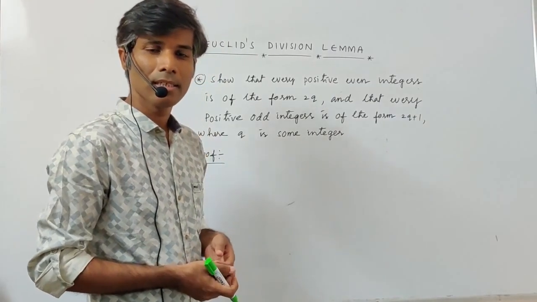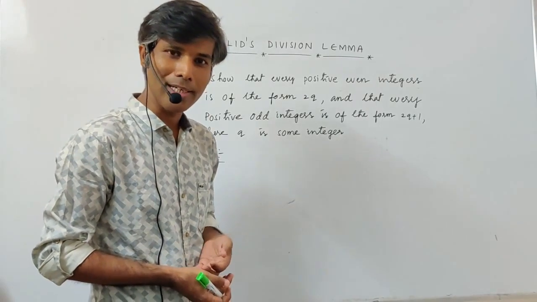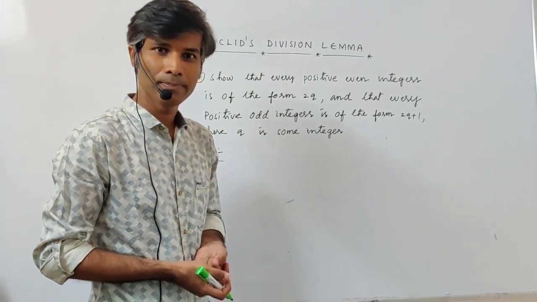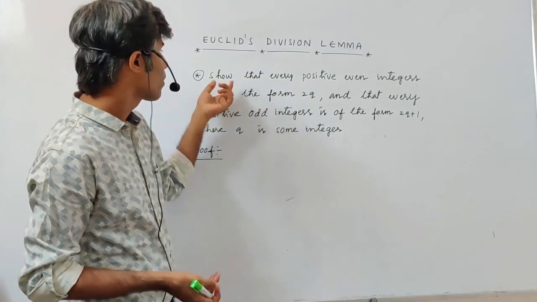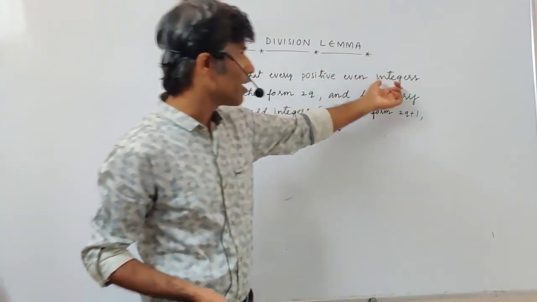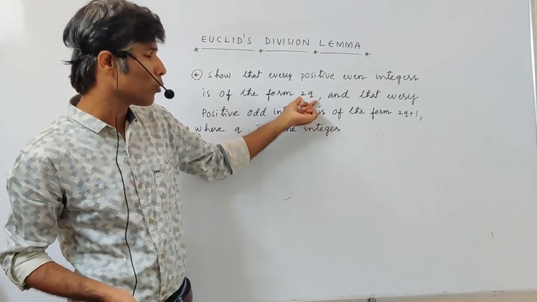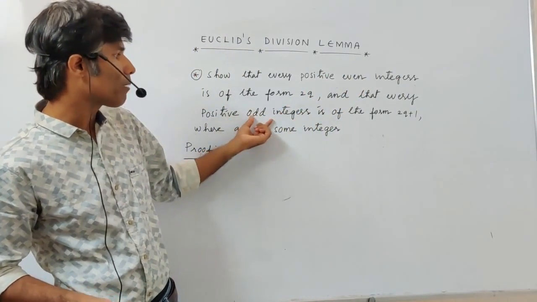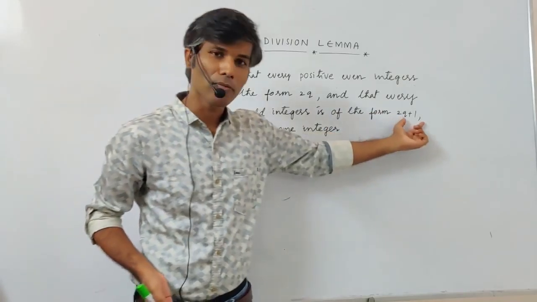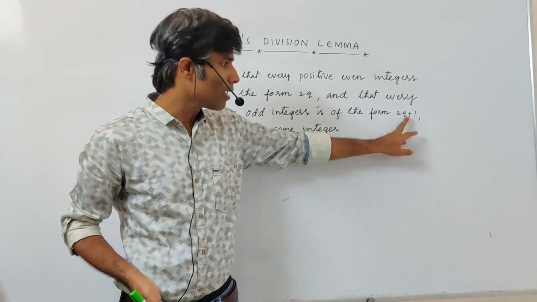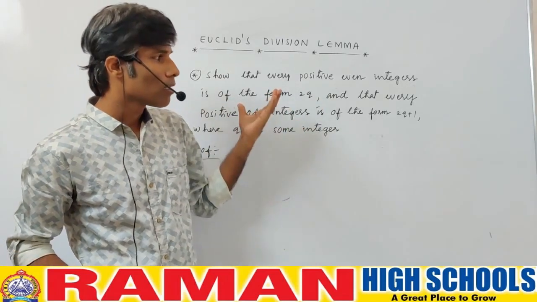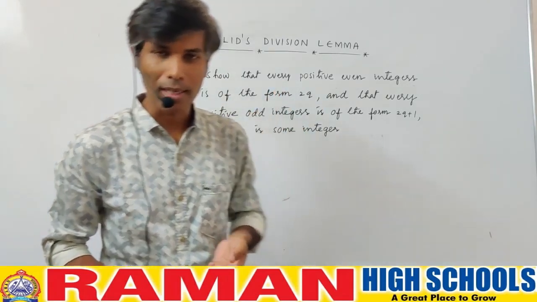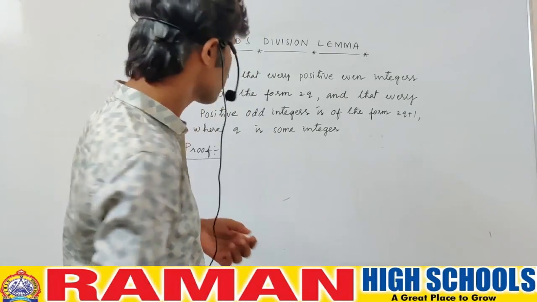Now let us see some applications of Euclid's division lemma. Here you have an application, that is, show that every positive even integer is of the form 2q and every odd positive integer is of the form 2q plus 1, where this q is some integer. Now let us see the proof of this. Let us see how you will prove this.